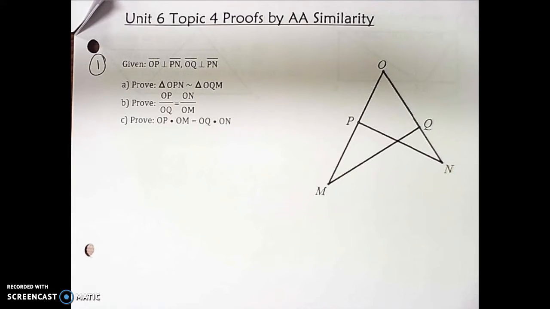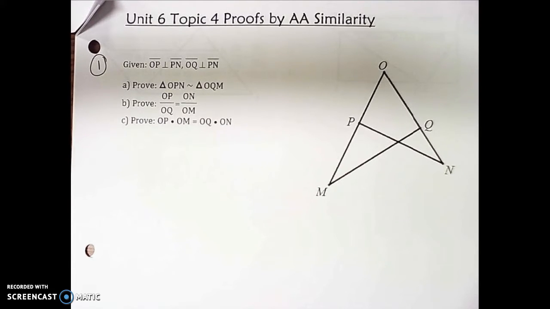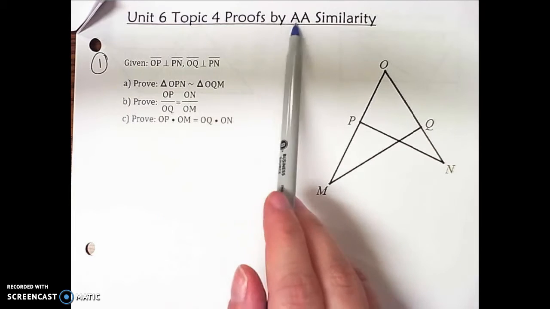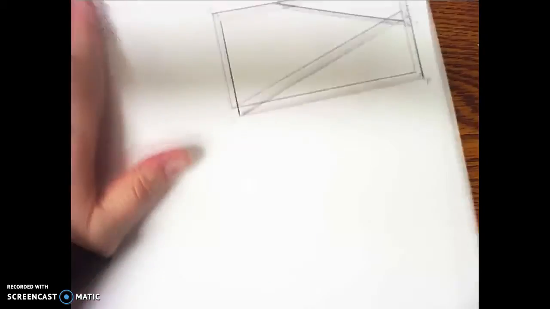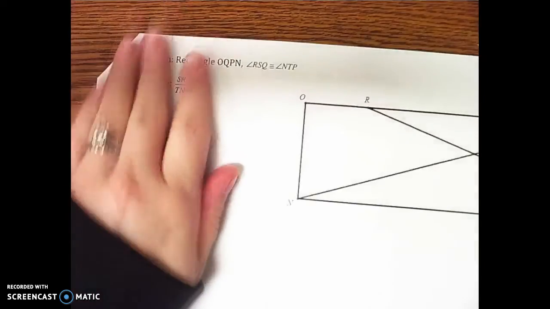Hey guys, this is a video on Unit 6, Topic 4, proving triangles are similar using angle-angle similarity. So I'm in that Topic 4 packet that says, make sure you're on the one that says angle-angle similarity, and I'm going to look at question 13.